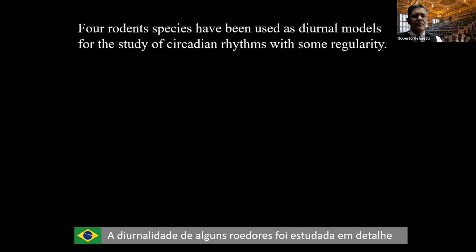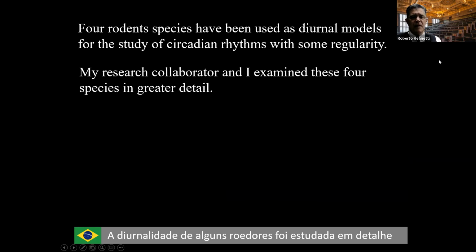But there have been 4 rodent species used as diurnal models for the study of circadian rhythms with some regularity. So I would like to talk about them. My research collaborator and I examined these 4 species in greater detail.